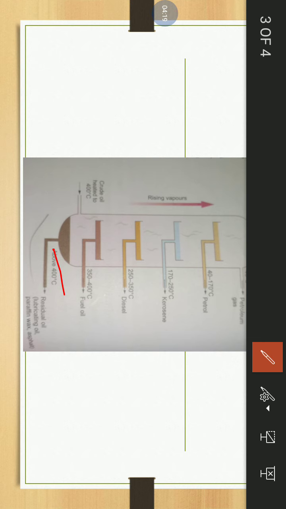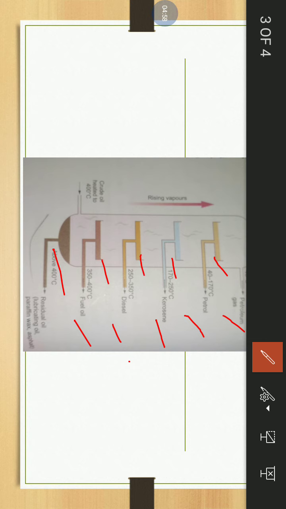So the first fraction which comes out in the form of vapor will be petroleum gas. After that, the second fraction which will come in the form of vapor is petrol, and then kerosene, after that diesel, and the last one fuel oil. In this sequence, all the fractions of petroleum will come out in the form of vapor, and then the vapors will start cooling down. So in this tray you can see petrol will be collected after cooling down. Here kerosene, here diesel, and here fuel oil.